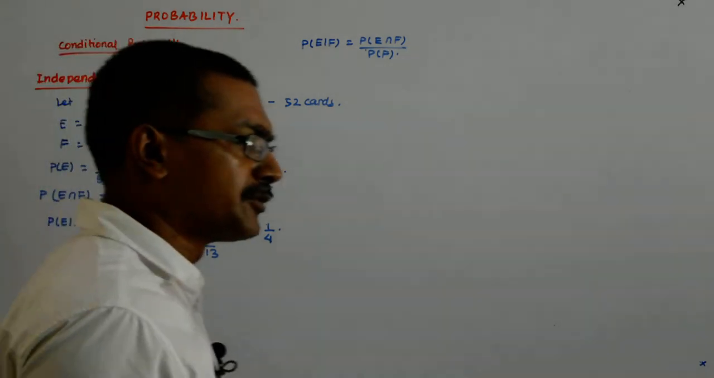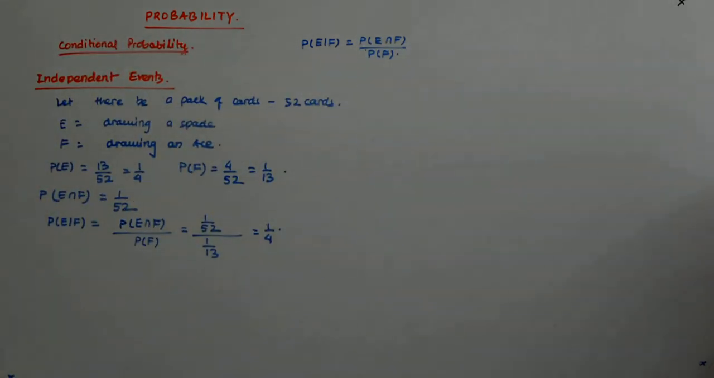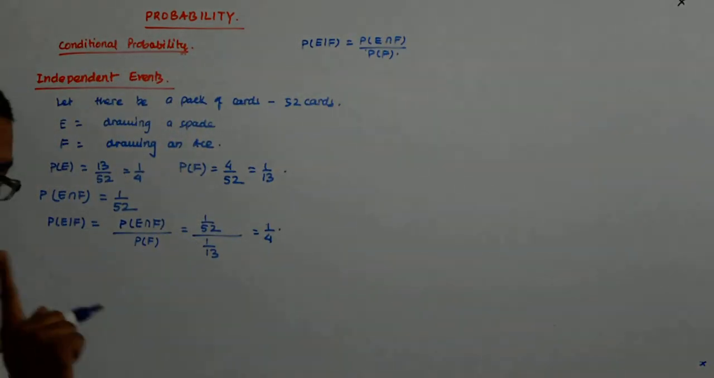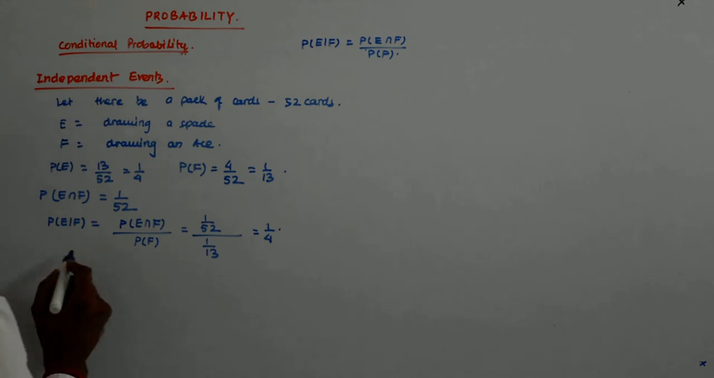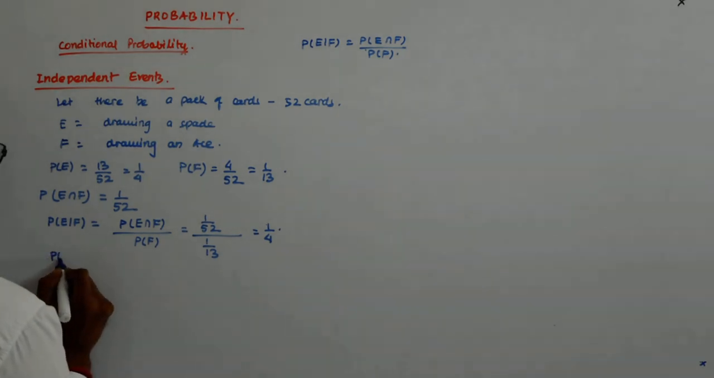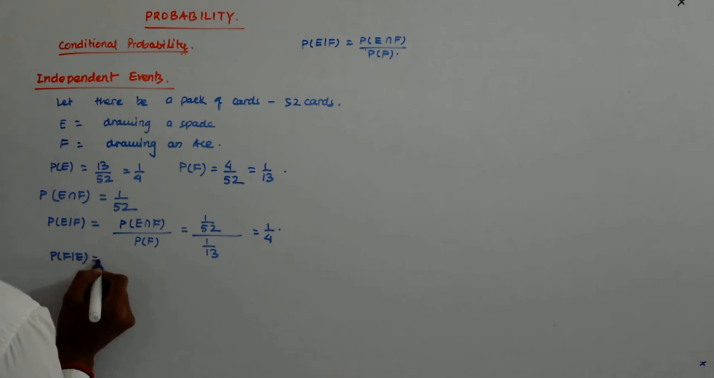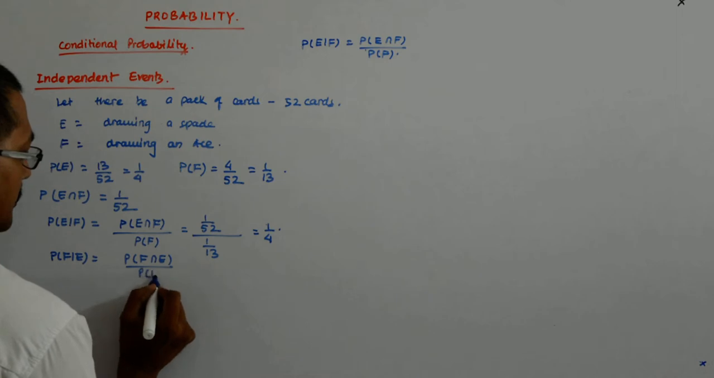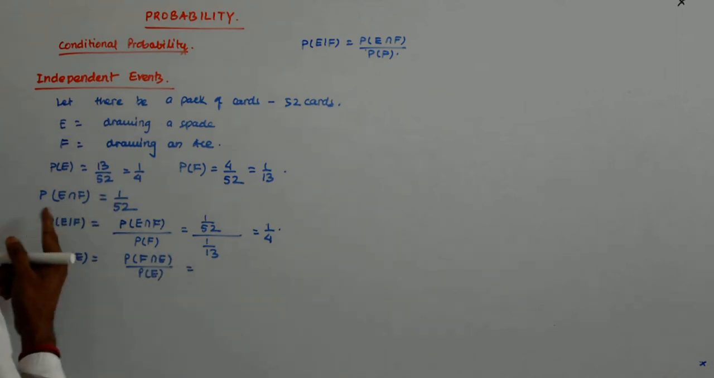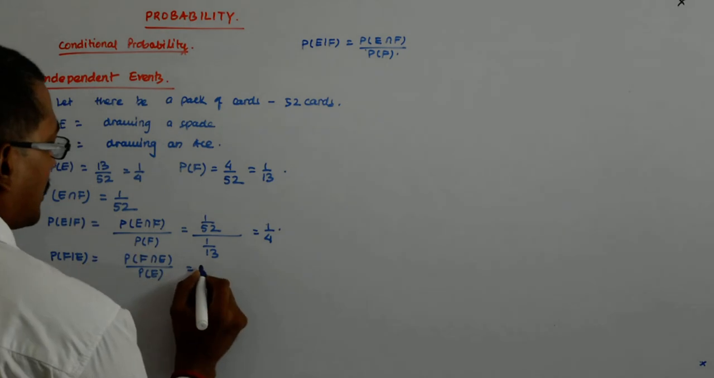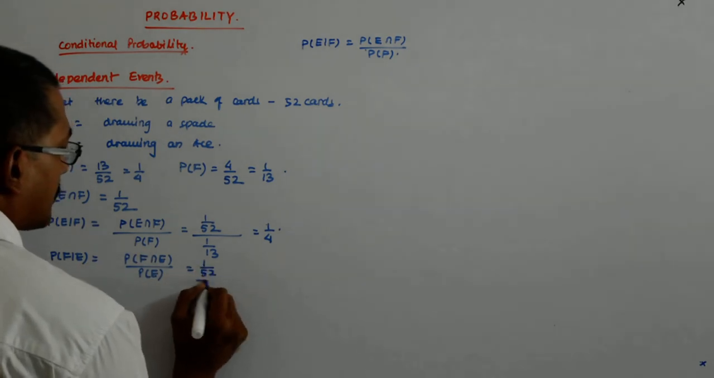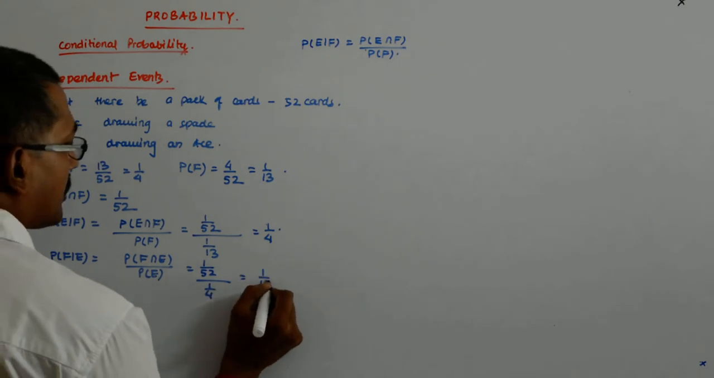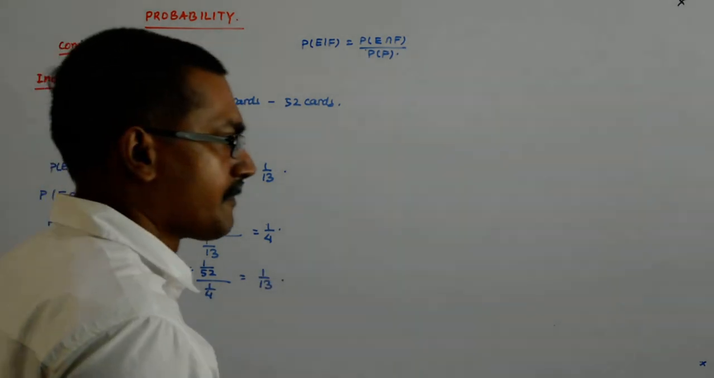There was another way of doing that. I will tell you later. Okay. But remind me to do this again. What is P(F given E)? P(F intersection E) upon P(E). P(F intersection E) is what? 1 by 52 divided by what is P(E)? 1 by 4. So that is 1 by 13.